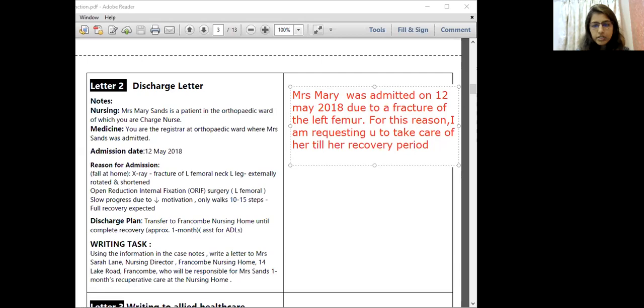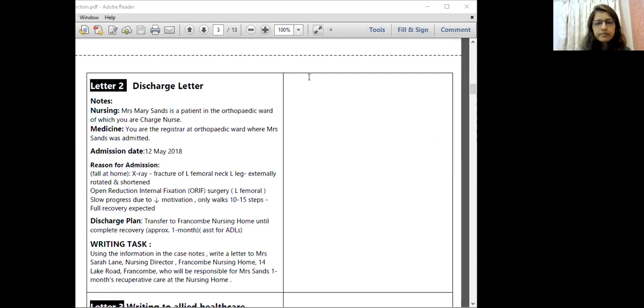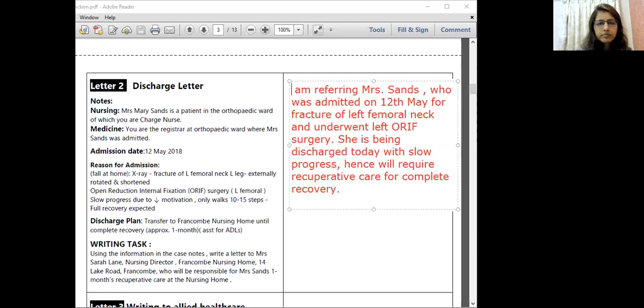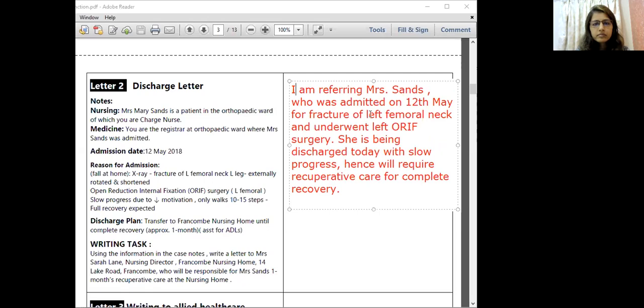Got the next one from Dr. Chandan. Okay, sounds like a good paragraph. But hence, if you are using, you'll need a comma after hence too, because it is a linker. And then you will need a complete sentence. Hence, she will require recuperative care for complete recovery. Okay.